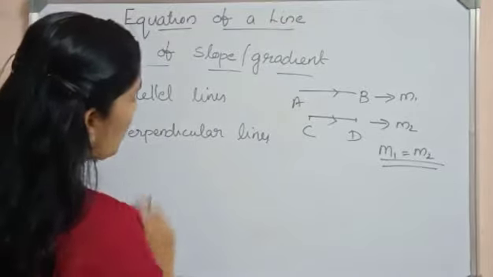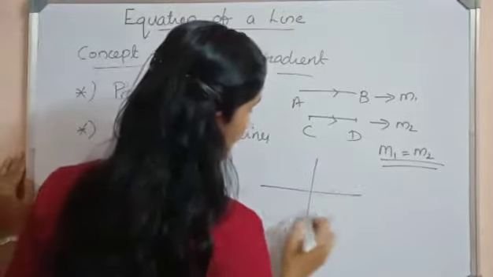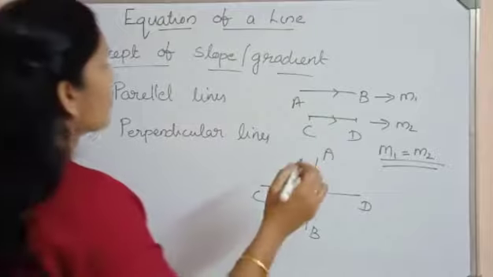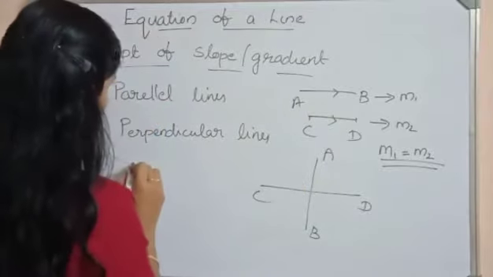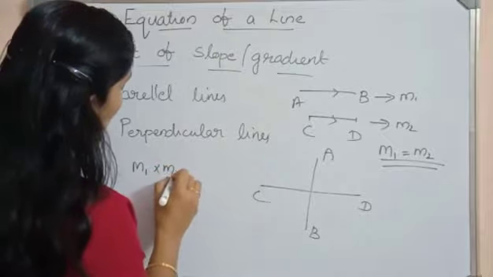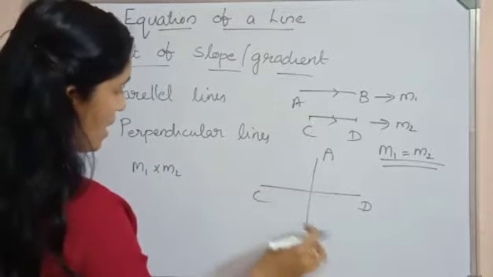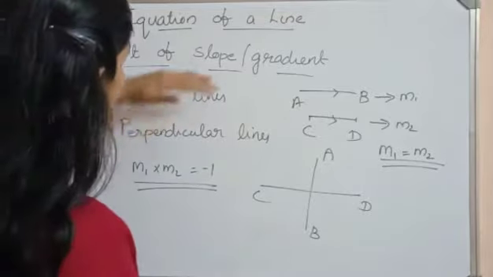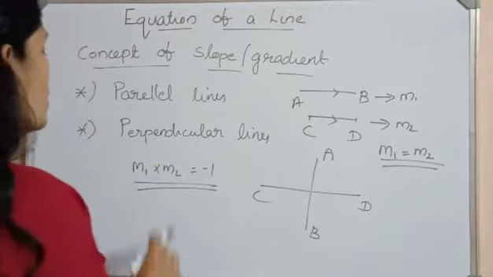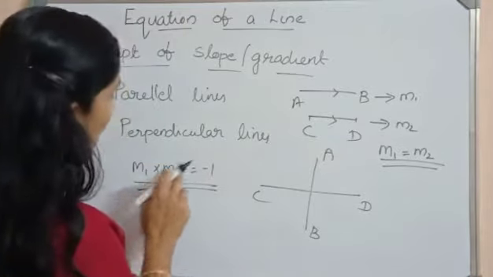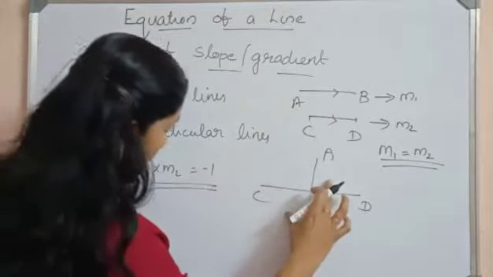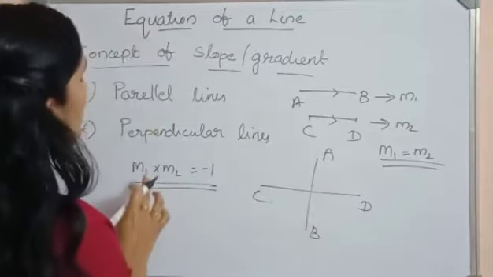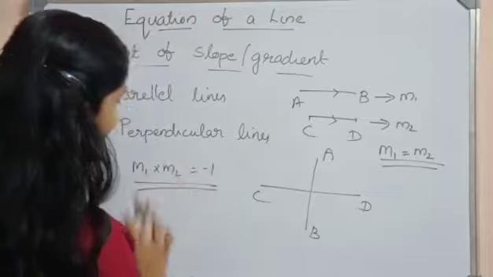And whenever two lines are perpendicular, consider two lines AB and CD that are perpendicular to each other, then the product of their slopes is equal to -1. That is, if m1 and m2 are the slopes of the two perpendicular lines AB and CD, then their product is equal to -1. This is the other result related to the slope of two perpendicular lines. So whenever the product of the slopes of two lines is -1, then the lines are perpendicular to each other. Or whenever the two lines are perpendicular to each other, then the product of their slopes is equal to -1.